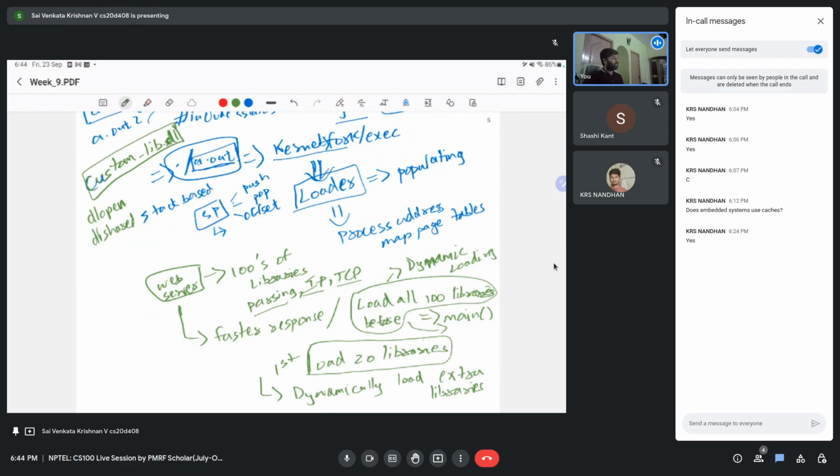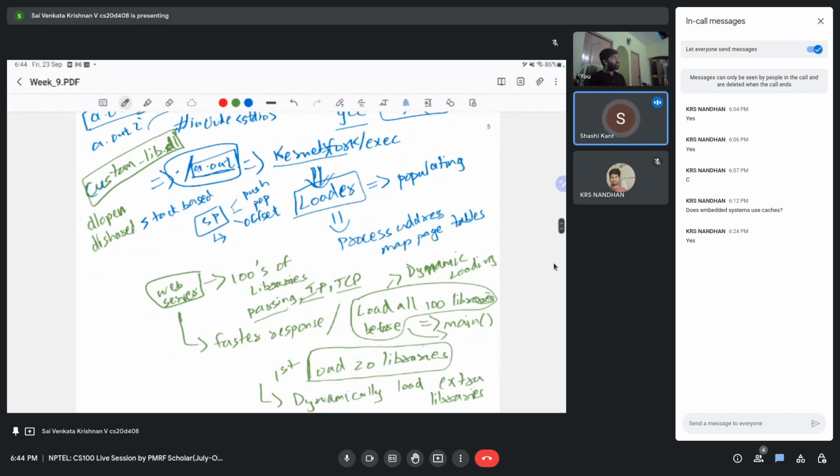So in these scenarios, all dynamic loading is useful. Okay, I have a question. If a program has user input interaction, like asking the user for some input, will we consider that in execution time or in load time?